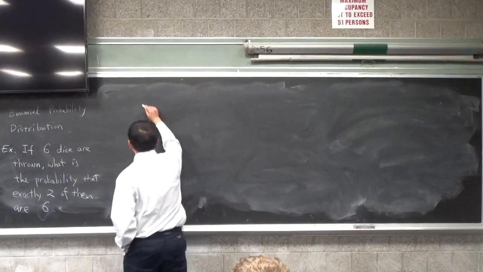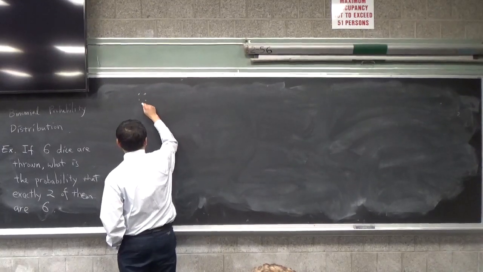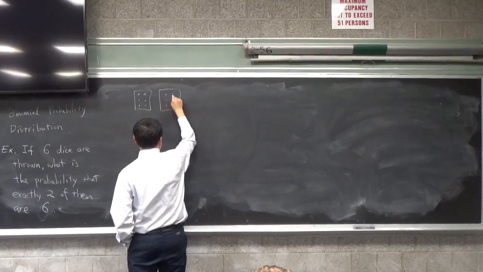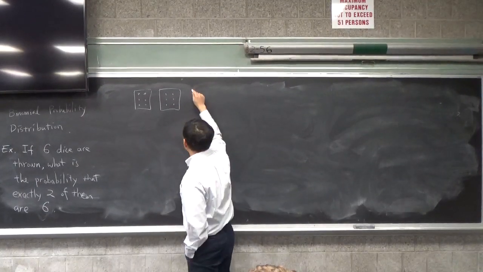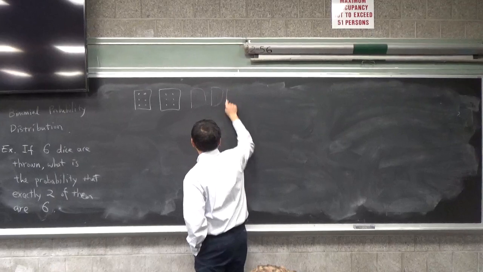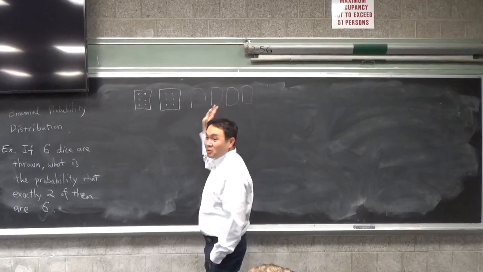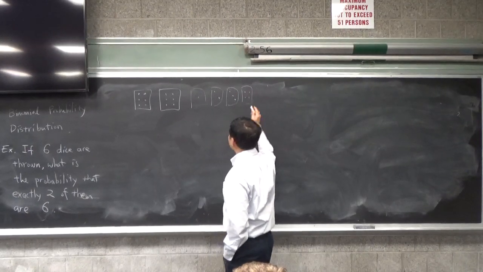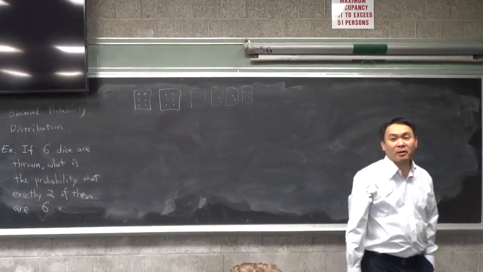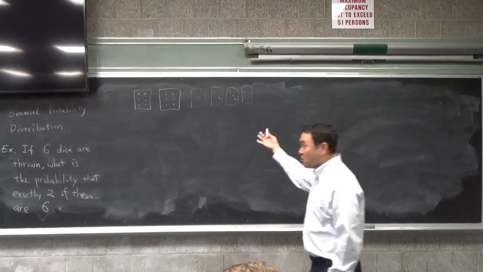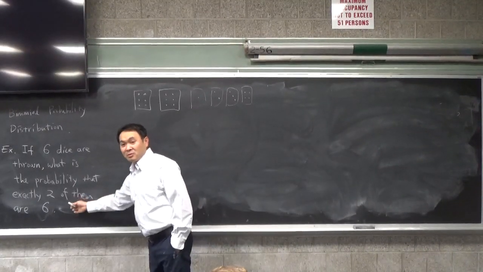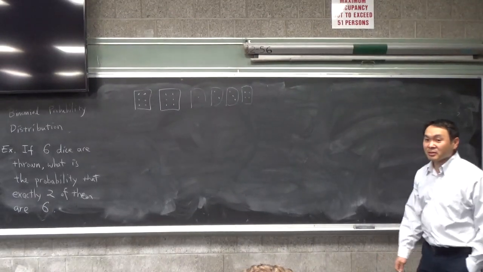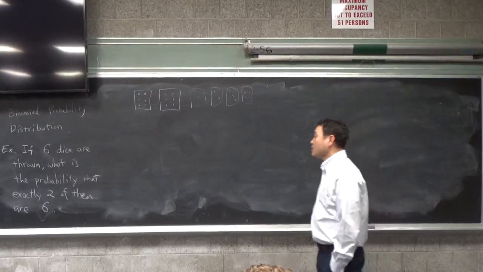In other words, you have 6 of them. You have these 2, but then there are 4 other rows, and these other ones are some other numbers. Something like that, okay? That'll be like one example of getting this. So what's the probability of getting something like that?